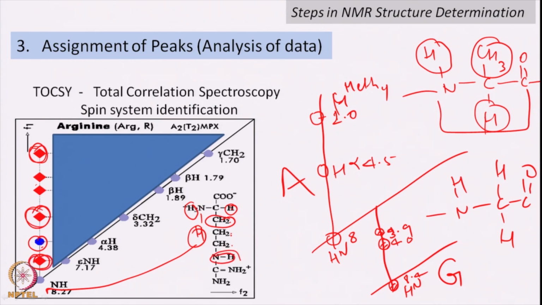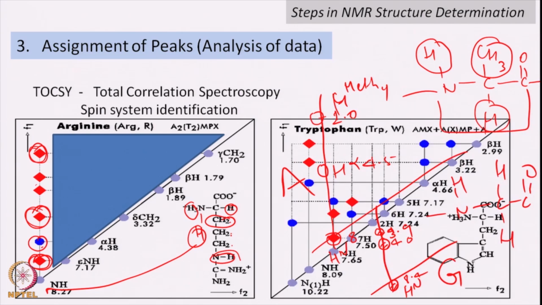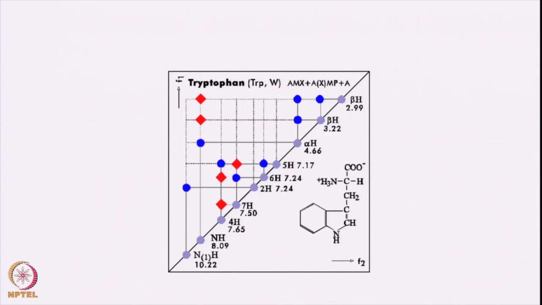So, if I see this kind of pattern in my TOCSY spectrum, I know that this is an alanine spin system. Now, let us take an example for tryptophan. This is again a bigger amino acid.